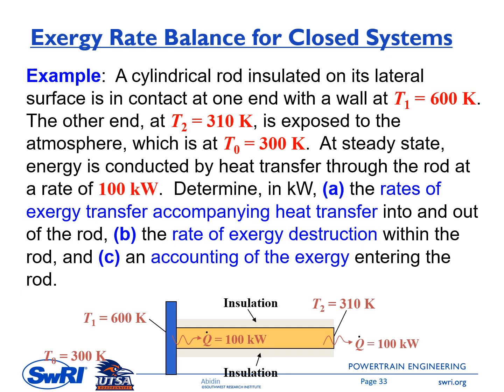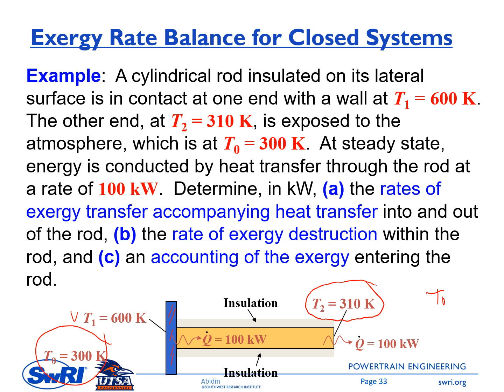Okay, let's take a look at this example that represents the exergy rate balance for a closed system. We have a cylindrical rod insulated on its lateral surface, and it is in contact at one end with a wall at T1, 600 Kelvin, on the left side here. The other end, T2, is 310 Kelvin and is exposed to the atmosphere, which is at T0 equal to 300 Kelvin. This is also T0 here.